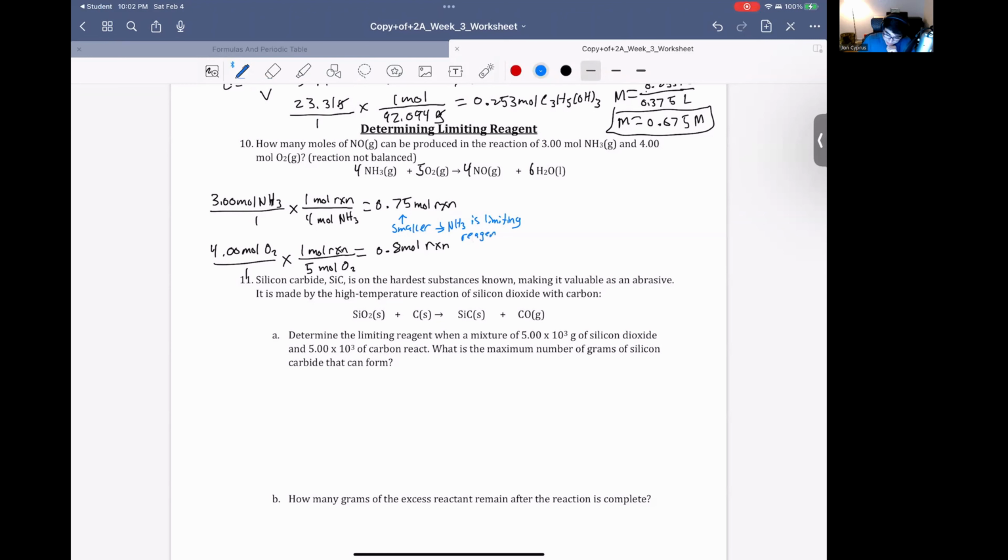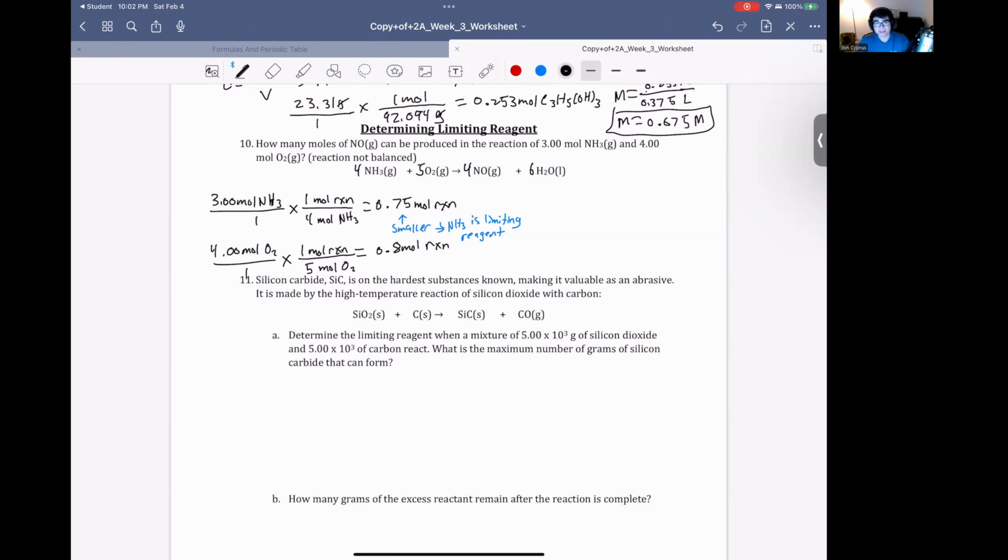Just like I said, with a cup of flour and 2 eggs for a piece of bread, if you had 1 egg and 1 cup of flour, then you can only make half a piece of bread, right? You're limited by your eggs. So we have 0.75 moles of reaction from this.